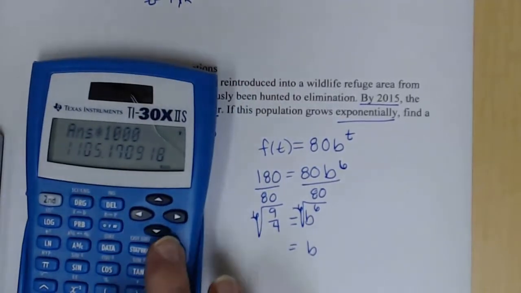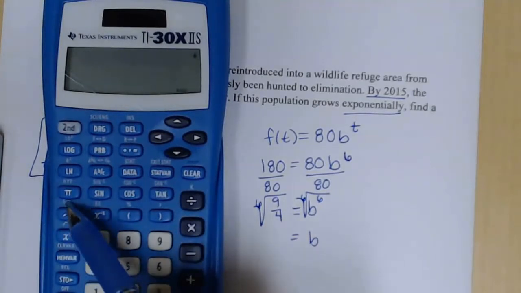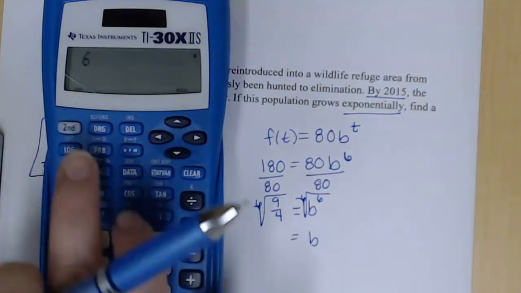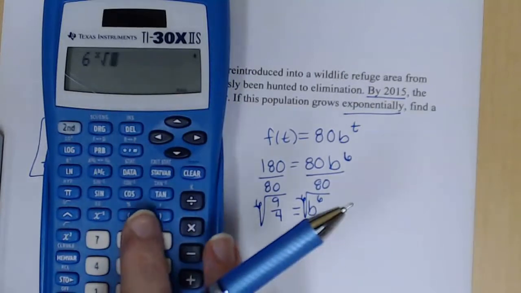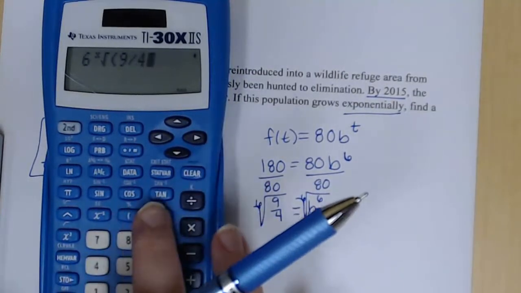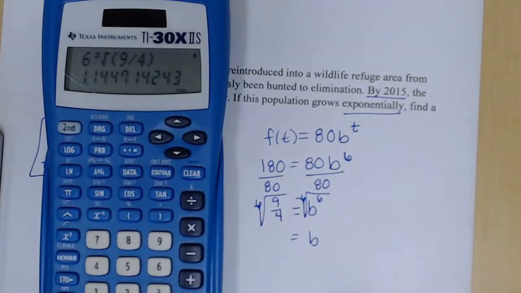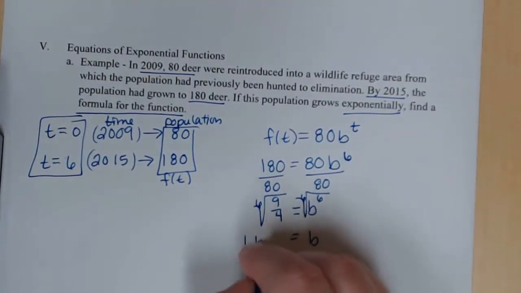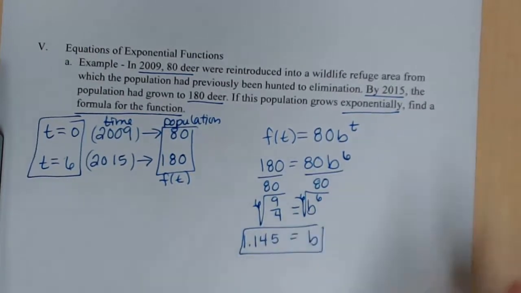Now to do 6th root on your calculator, I want you to notice here that there's the square root right there, and then the one above it has an x square root. So I'm going to first enter a 6 and then an x square root. So it's putting that 6 right there of parentheses 9 divided by 4. So I'm going to take the 6th root of 9 over 4, hit enter, and that gives me 1.145. So that is my rate that I'm going to be working with.